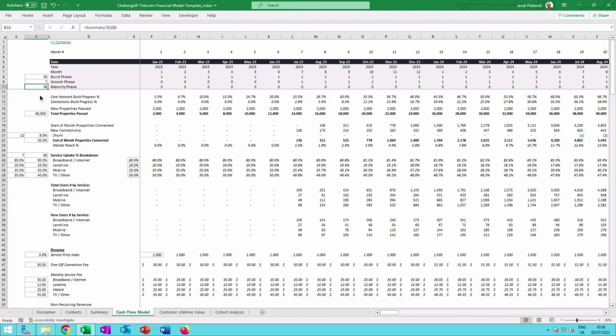Okay, so as I mentioned before, the model starts with the main drivers, and we're going to start with, first of all, estimating the speed at which you're going to build your network. We've assumed here that it will take 30 months to build the entire network. So you will see that assumption here, which is called core network build progress.